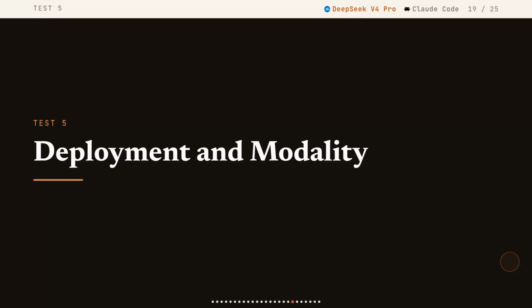Okay, test 5, deployment and modality. Some teams can't send code to a third-party cloud at all. Compliance rules, private IP, whatever the reason. If your tool is closed source and cloud only, that's a hard no before you even look at the price. But on the flip side, a raw API with no harness means you're building the integration yourself, and that's its own cost in engineering time.